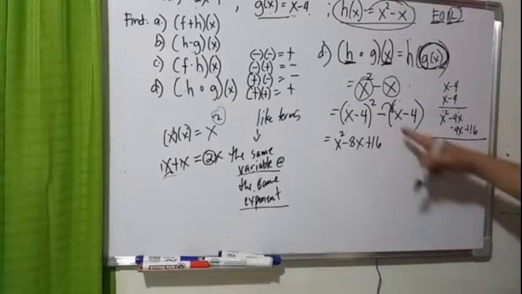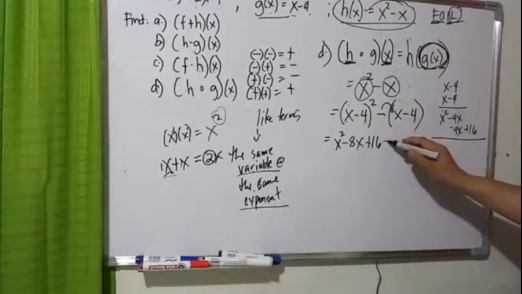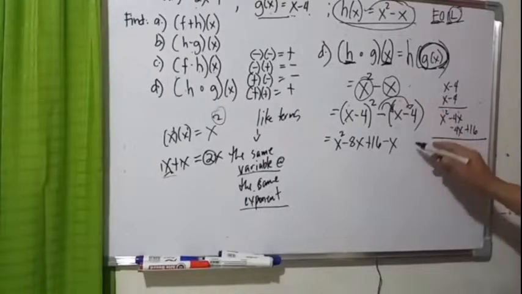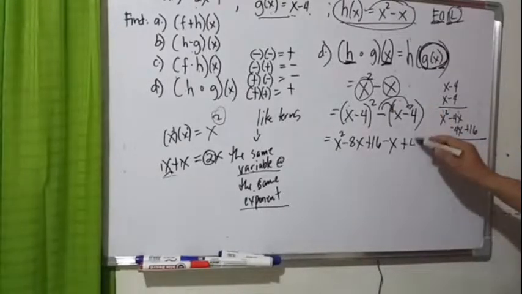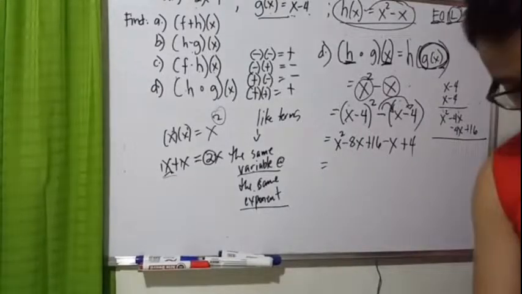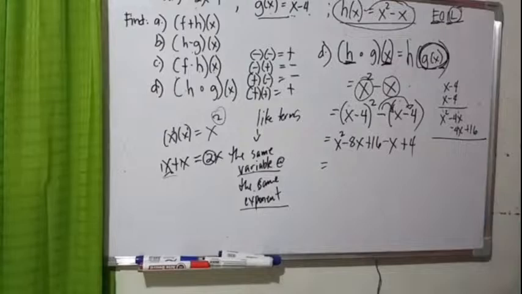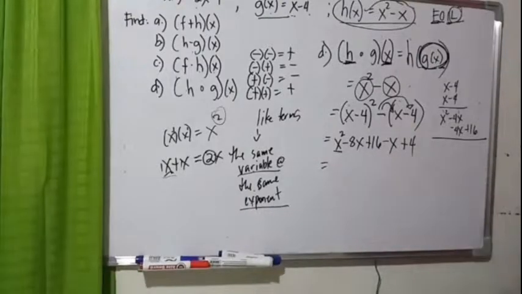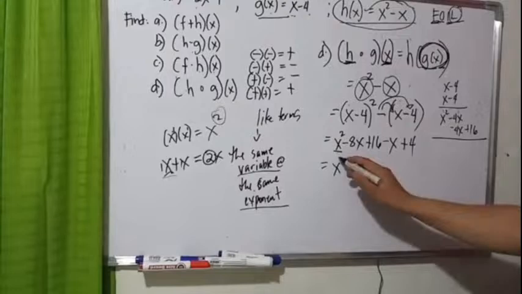Negative times x, that is negative x. Negative times negative 4 becomes positive 4. Then let's combine like terms. What are like terms? The same variable and the same exponent. So this x squared has no partner or no like terms.